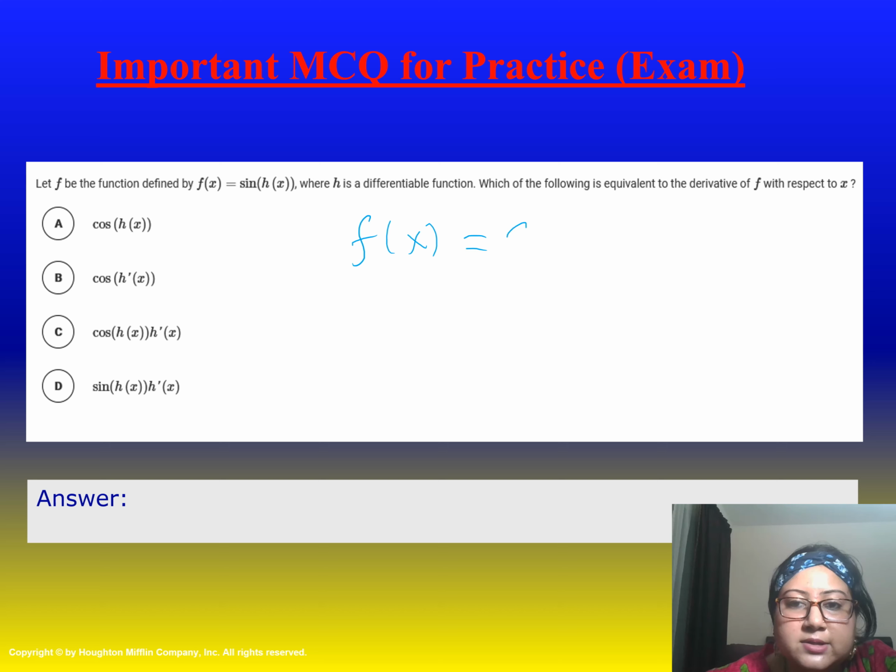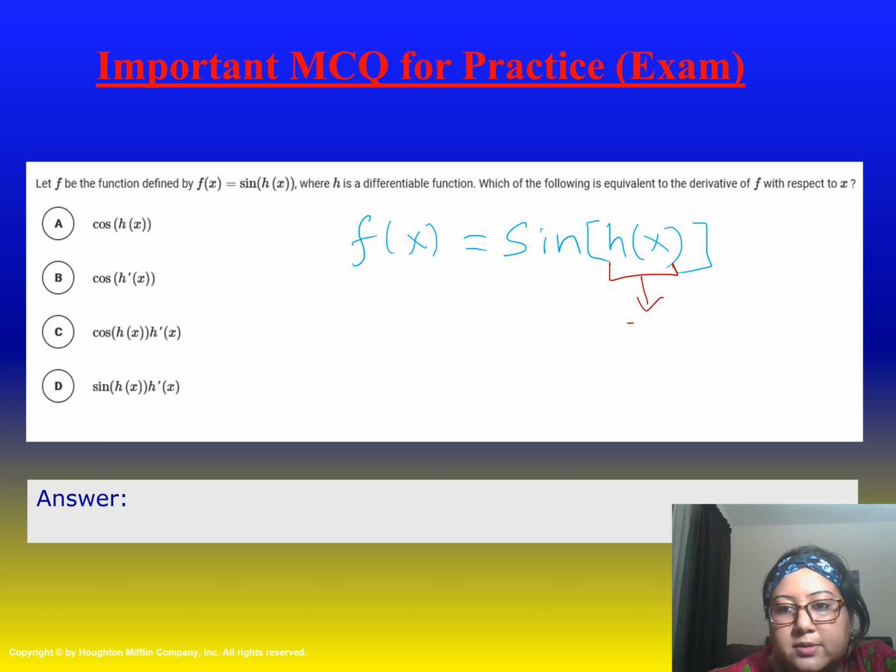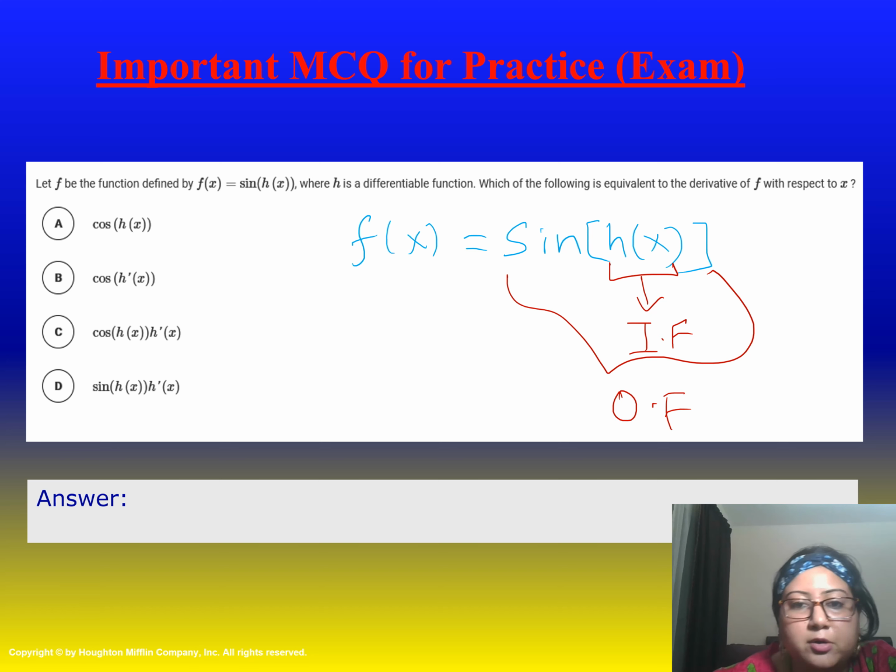Take a few seconds. Pause the video if you want to, and then you can check your answer. So I'm going to be highlighting here the inner function h(x) and the outer function sine of this. So hint is use chain rule because it's a composite function. So let's do the derivative now.